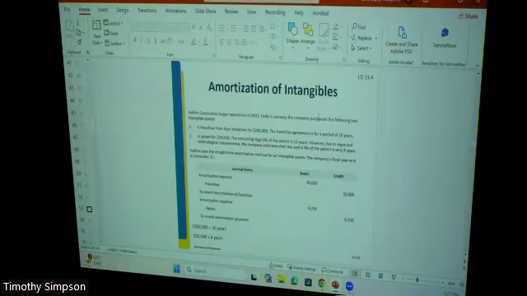Okay, let's take the franchise first. 200,000 divided by 10, easy peasy. Amortization: debit amortization expense, credit franchise. The franchise is an asset. To reduce the value of the franchise, we simply credit franchise on the balance sheet. That brings that down over time to the point where it'll be zero at some point. Because after 10 years, that franchise will be worth zero.